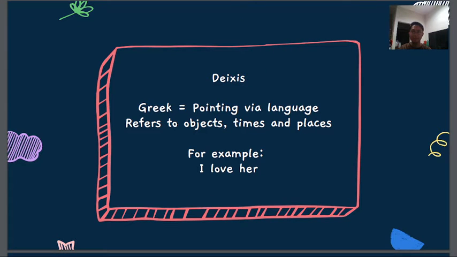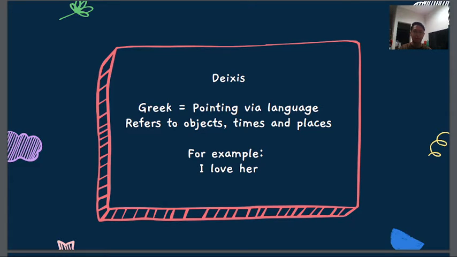So, what is Deixis? Deixis comes from Greek, which means to show or pointing. In other words, it is contextual information, lexically or grammatically, that shows certain objects, places, or times. Deixis is defined as an expression that is bound to its context.